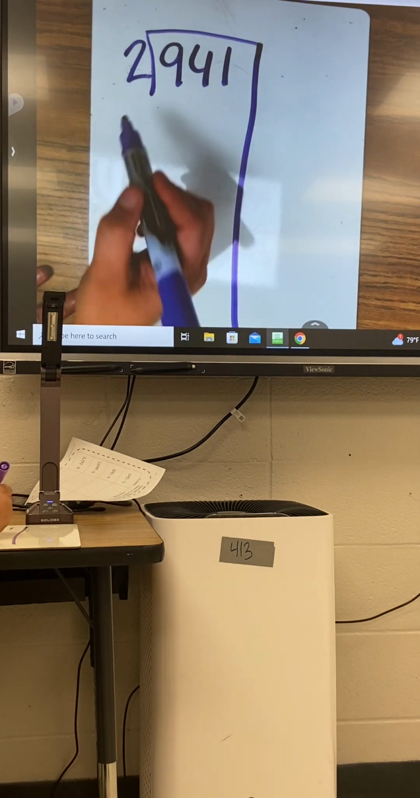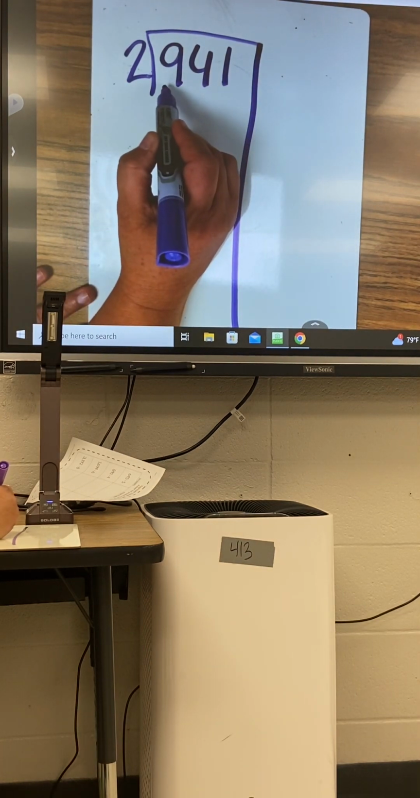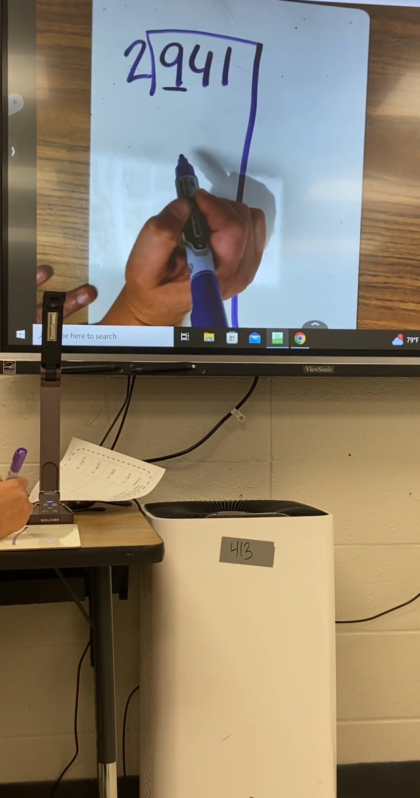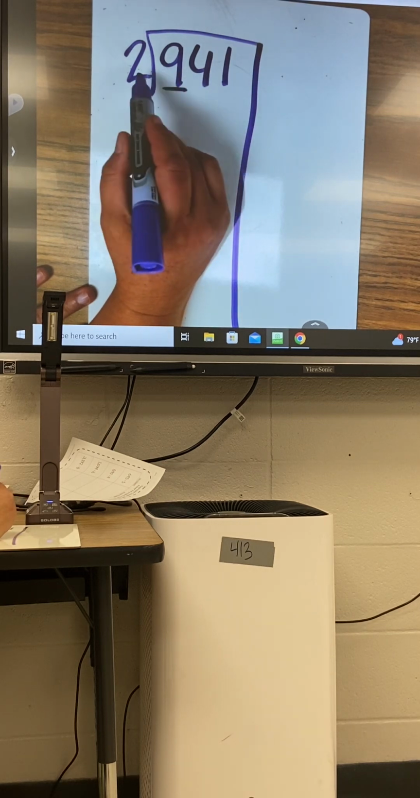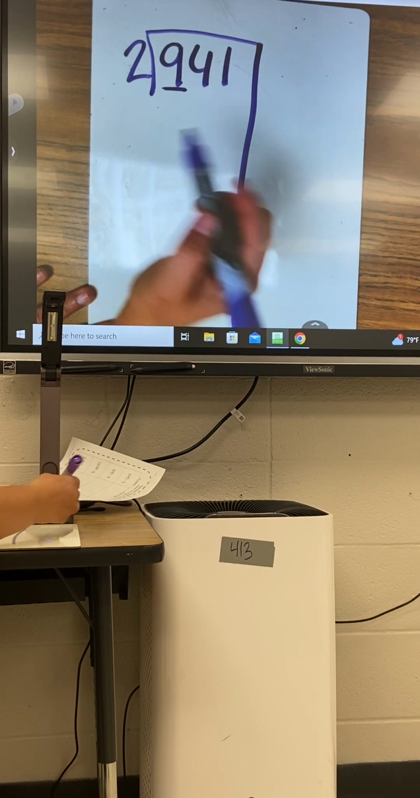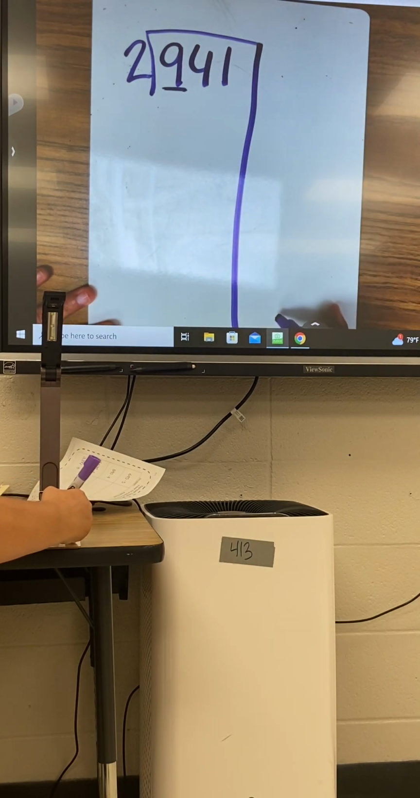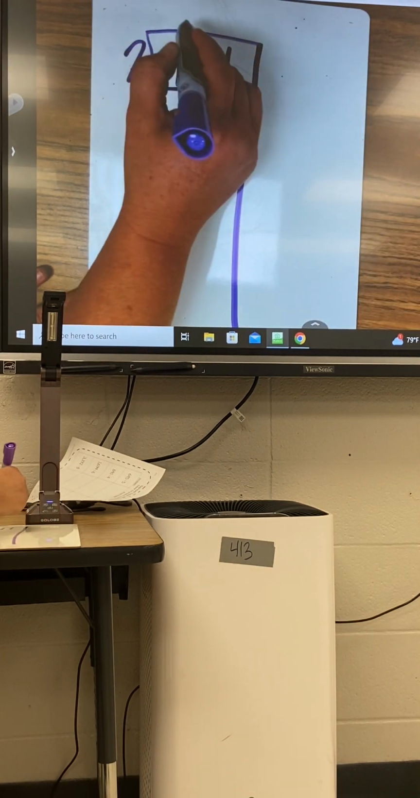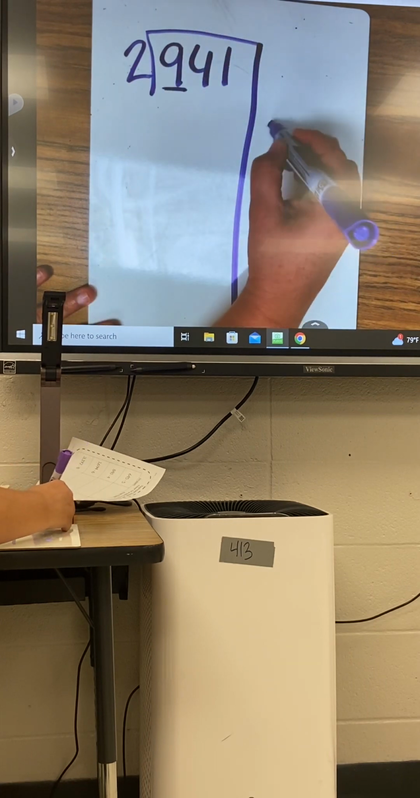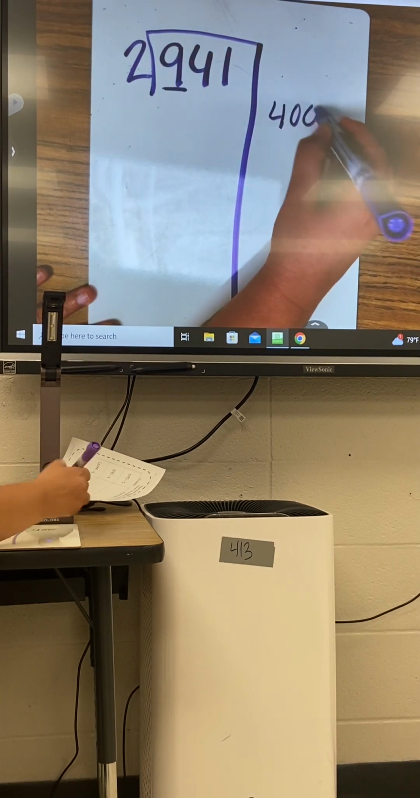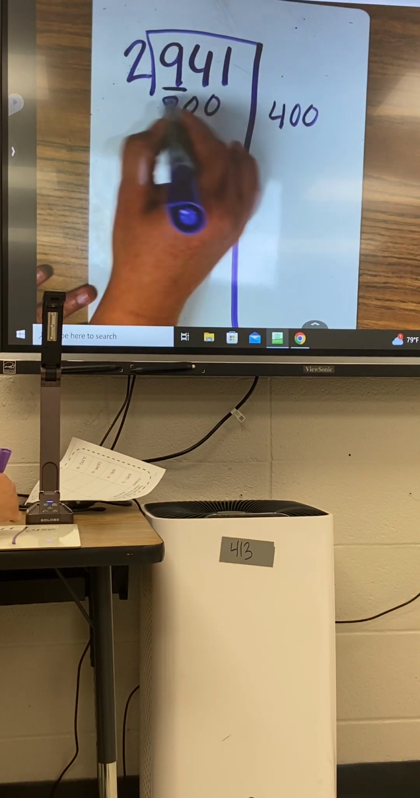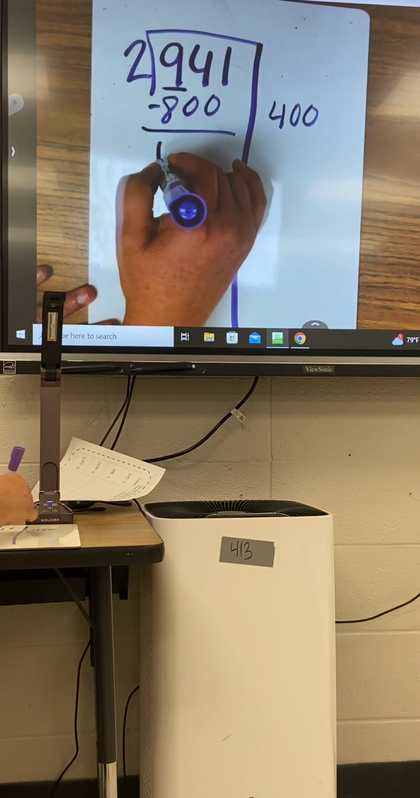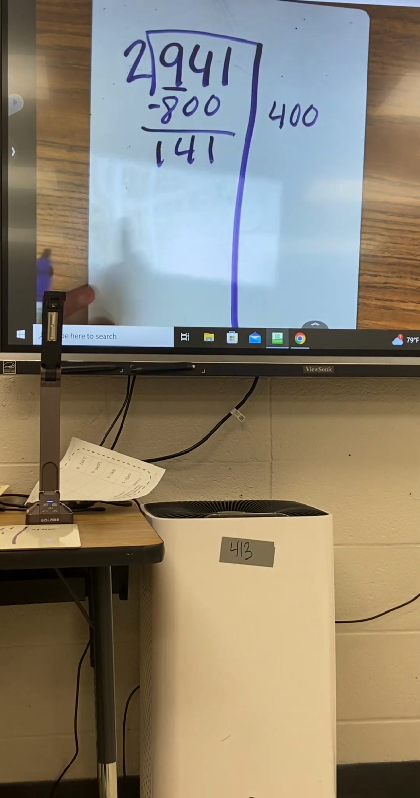Well, we're still going to start with the hundreds. So we've got 9 hundreds. What times 2 is closest to 9? Right? I'm going to make a list over here. Instead of putting my numbers up here, I'm making a list. So that's going to be 400 because 400 times 2 is 800. Subtract, I'm left with 141.